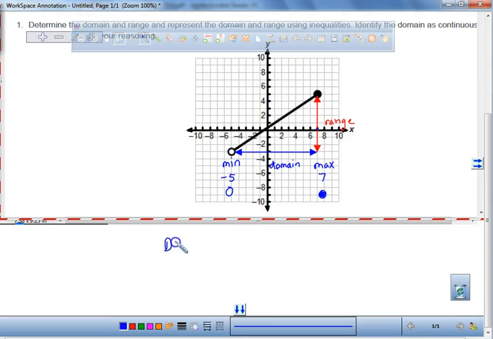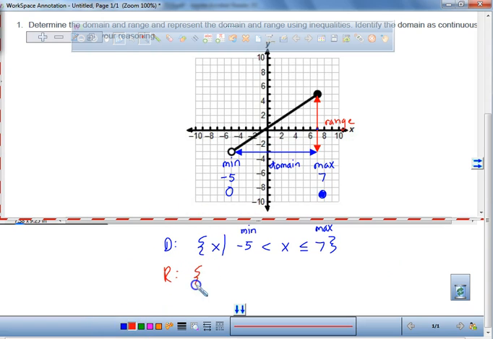So if I were to ask you to write your domain in set builder notation, you say the set of all x values such that x is less than or equal to a 7, but greater than a negative 5. And that would be your answer in set builder notation. This is the max, that's the biggest. This is the smallest, that's called the minimum. Okay, you always list it from what? Least to greatest.